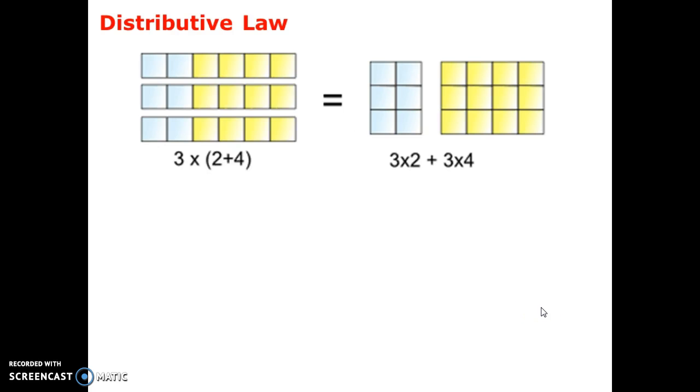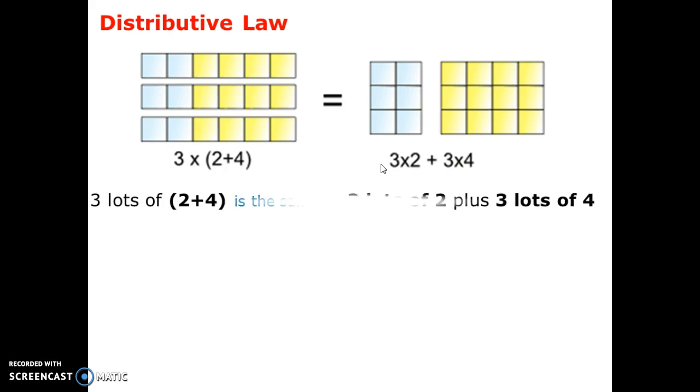We also have a distributive law. So what that means is if I've got 3 lots of 2 plus 4, for example, it's the same as if I multiplied the 3 by the 2, 3 2s, and the 3 by the 4, 3 4s. I would add them together. So you can see here, 2 plus 4, this bar represents 2 plus 4, and I've got 3 of them. Here, 3 times 2 is the blue, 3 times 4 is the yellow, and if you counted them all up, you always end up with the same amount. So that's the distributive law.